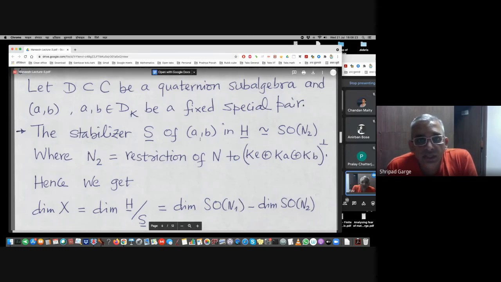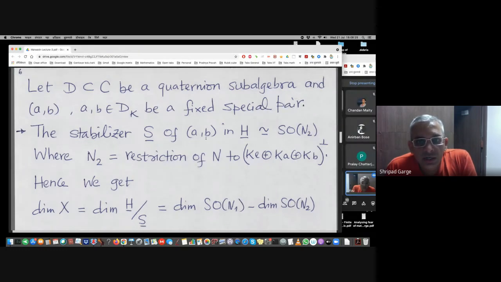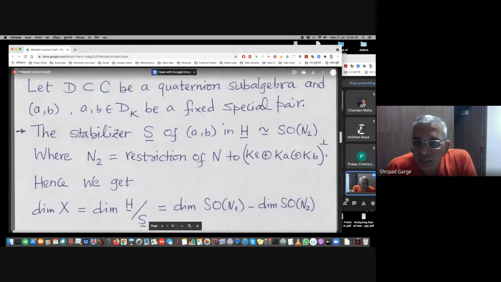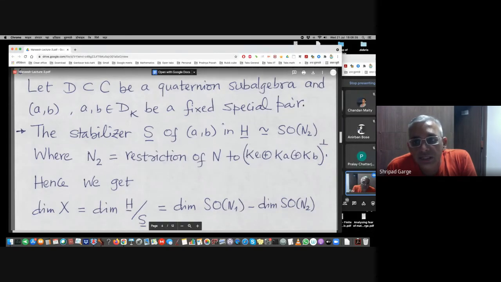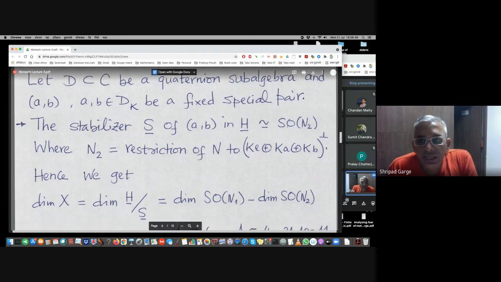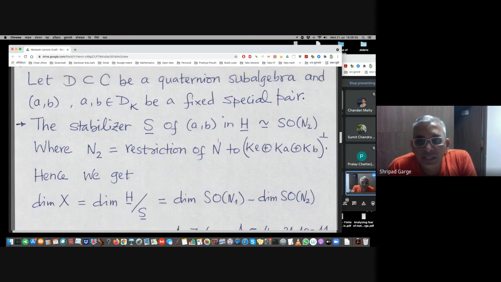Okay, so we are stabilizing this ordered pair, and of course the identity element is preserved because we are inside H bar. So E is preserved, A is preserved, and B is preserved. So these three are preserved, and so their direct sum is taken to itself, and then we are simply looking at the perp. And what we then say is that everything which is in the SO of N2, by again perhaps Witt's extension theorem, can be extended to an isometry of H bar fixing E, A and B.